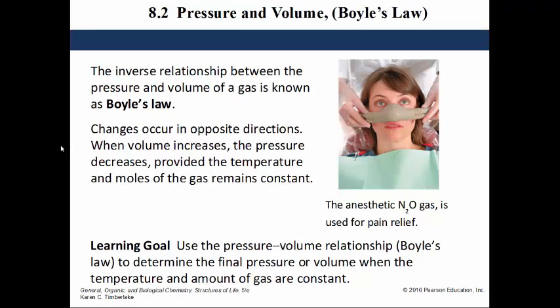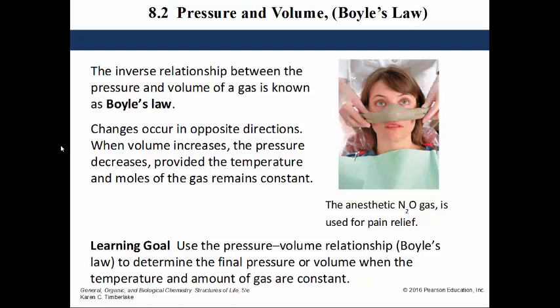Alright, next we'll talk about the relationship between volume and pressure, also known as Boyle's law. Now the relationship between the two is known as an inverse relationship. What that means is when one goes up, the other one goes down. They are inversely related. And here's a common example of a way to think of this, is how you breathe with your lungs. If you take a deep breath in, the volume of your lungs and your chest increases. But when that volume increases, that causes the pressure to go down. That's how air gets forced into your lungs.